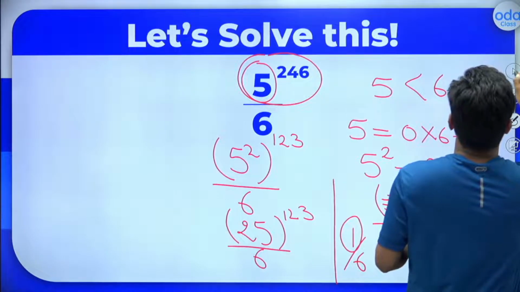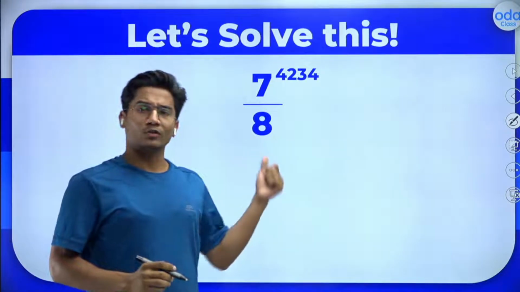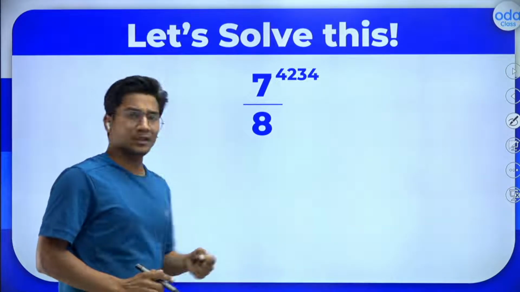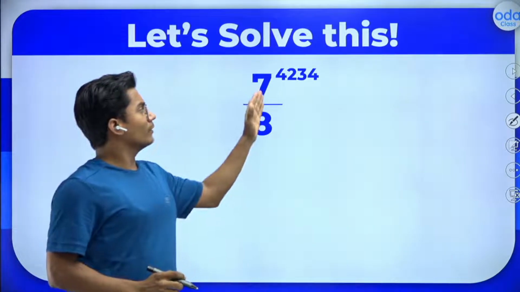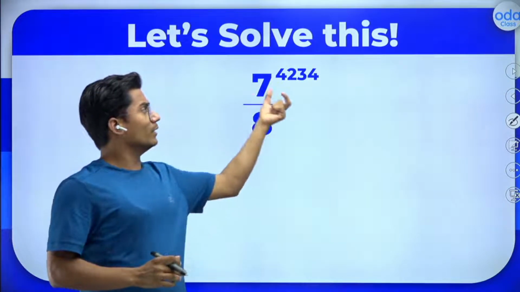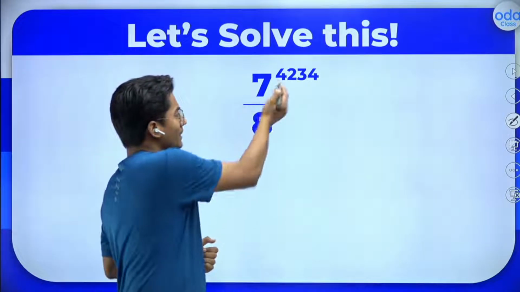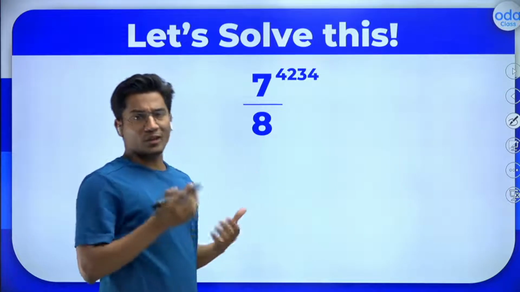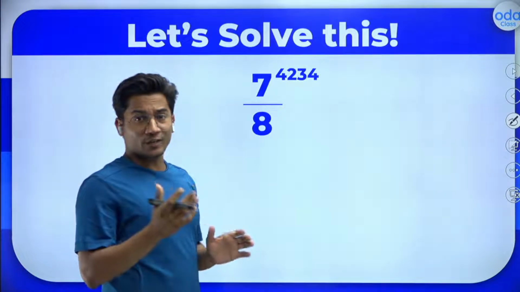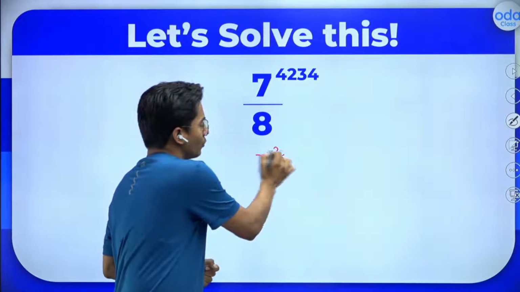So let's suppose I have got this question. I'll be telling you how you can solve it in two different ways. I'll be discussing two different ways with you guys. So let's suppose 7 raised to the power 4234 upon 8 is given to me. What can be done here, guys? Again, the same thing: 7 is less than 8. First, the traditional way, to find the values, which we are not going to do. The tricky way is to raise the power of 7. So I can write 7 exponent 2, right?